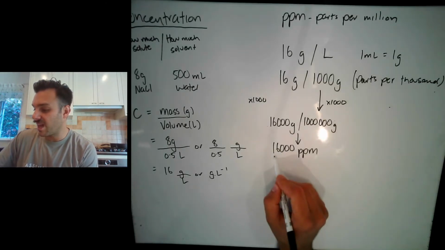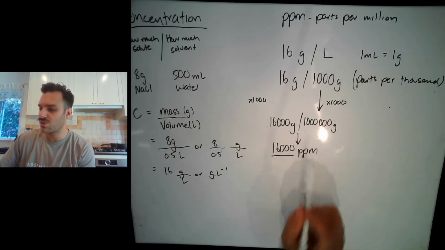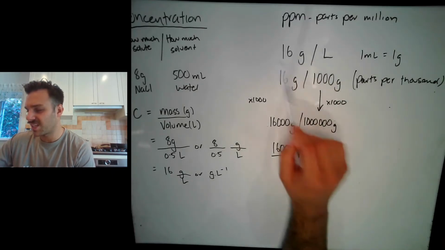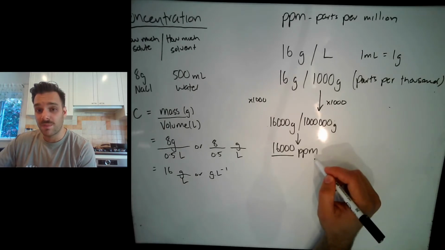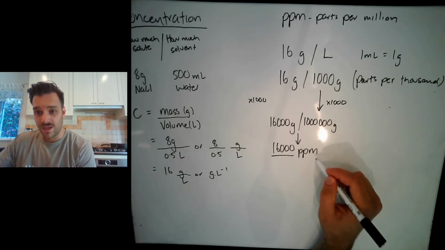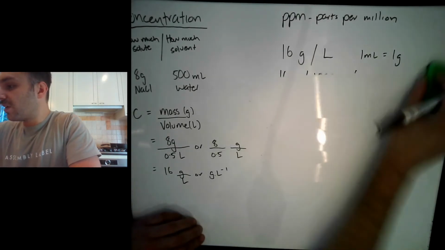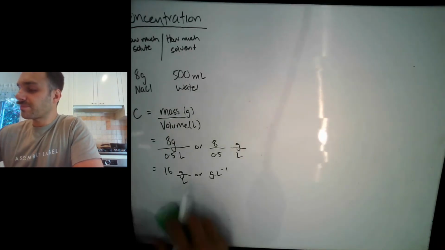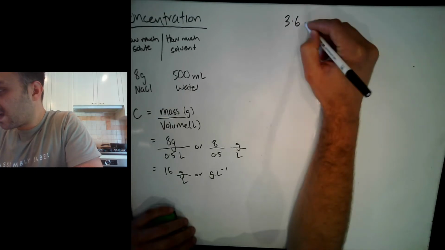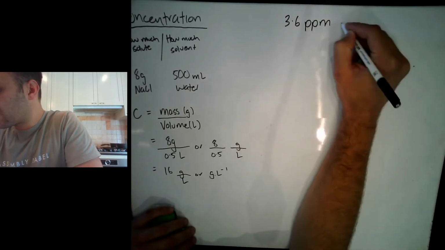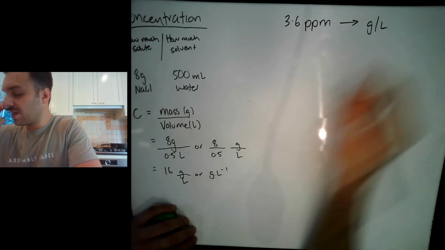Now, 16,000 ppm, it's a big number, 16,000. So when we're talking about something that has a relatively high concentration, like 16 grams per litre, parts per million might not be that appropriate. If you have something a lot smaller, it might be more appropriate. So let's go the other way. Let's say that we've got something at 3.6 parts per million, and I'd like to convert this into grams per litre. Let's go the other way.